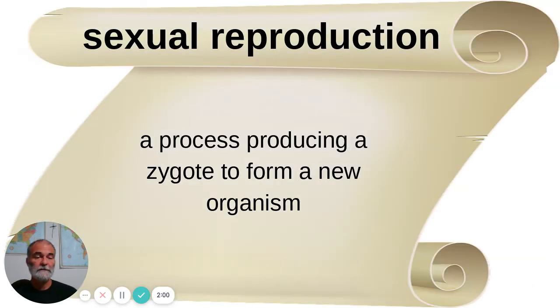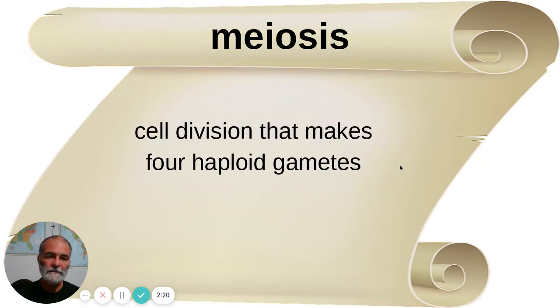Sexual reproduction is the process that is started with meiosis. It is a process that produces a zygote to form a new organism. A zygote has nothing to do with a goat, the animal, or a sheep or a horse. It has to do with a cell that is formed during sexual reproduction. Meiosis is the cell division that makes the four haploid gametes. So each time meiosis happens, it takes one cell and turns it into four gametes, either four eggs or four sperm cells.